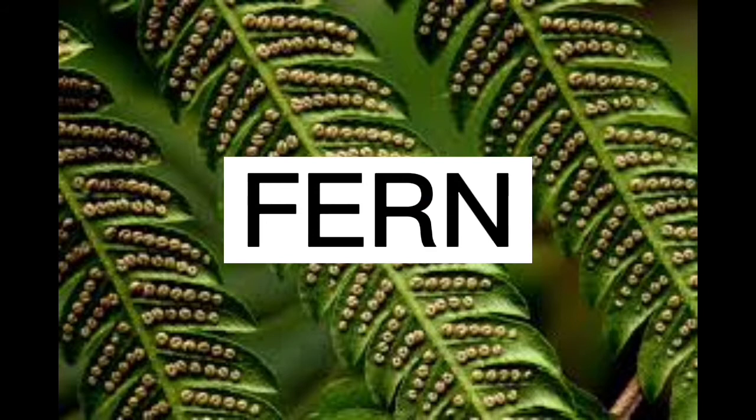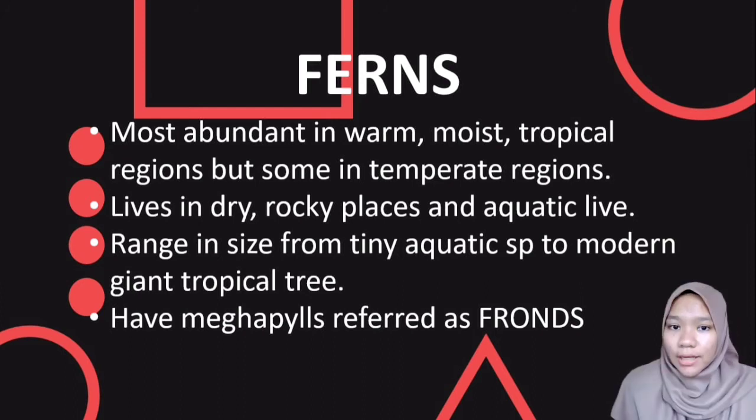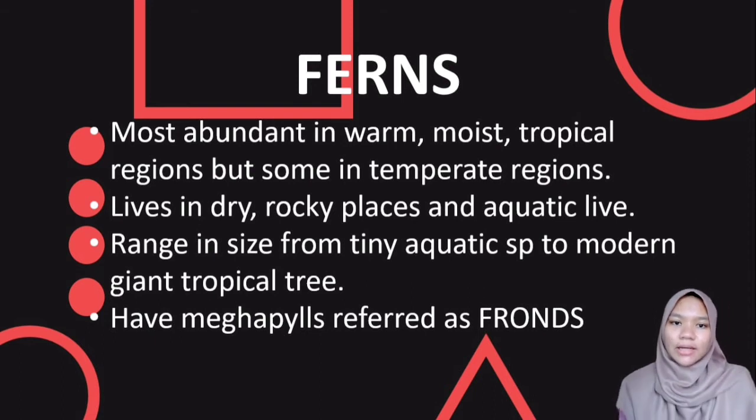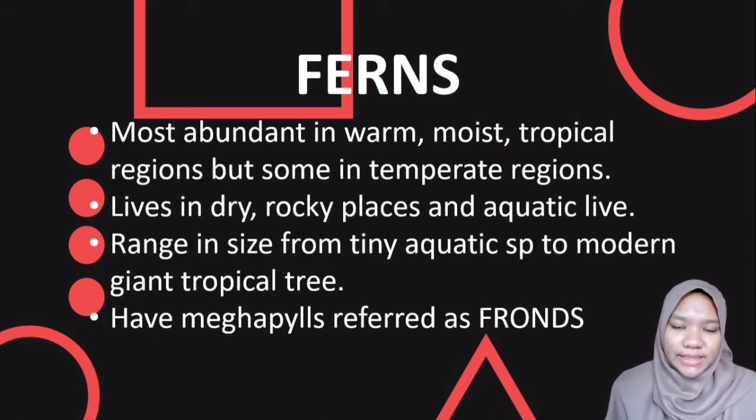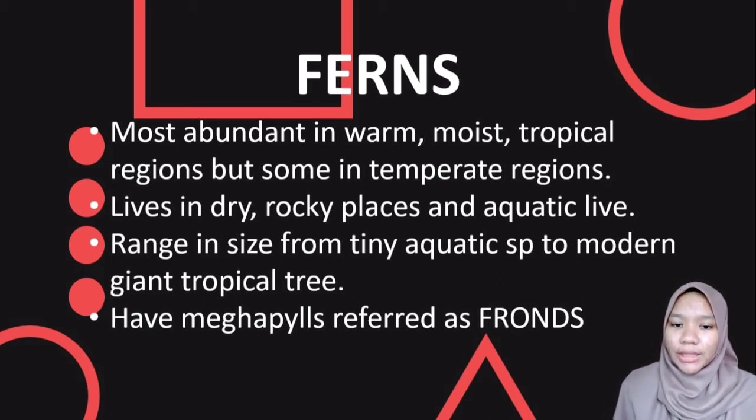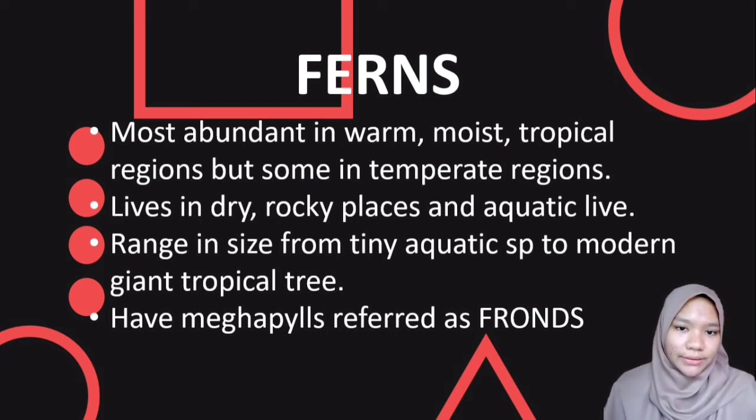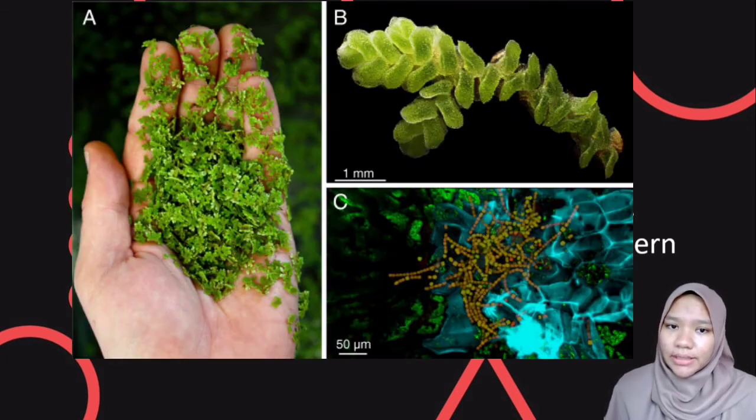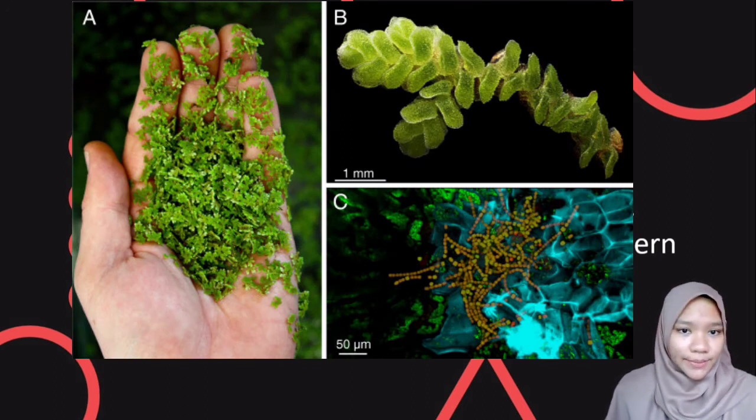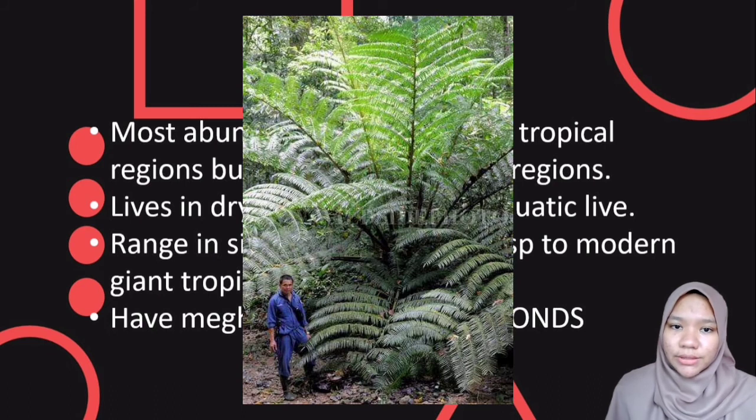Now I want to present to you about ferns. Ferns are most abundant in warm, moist tropical regions, and they also can be found in temperate regions and as far north as the Arctic Circle. Several species live in dry, rocky places, while others have adapted to an aquatic life. Ferns range in size from tiny aquatic ones less than 1 cm in diameter to modern giant tropical tree ferns that exceed 20 meters in height.